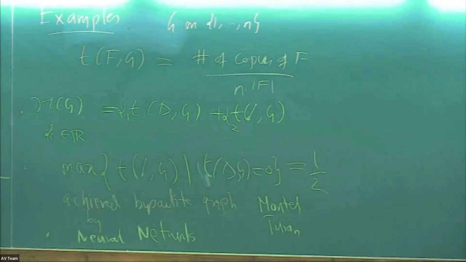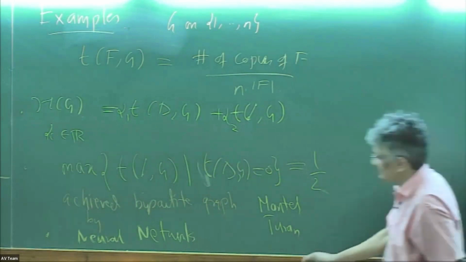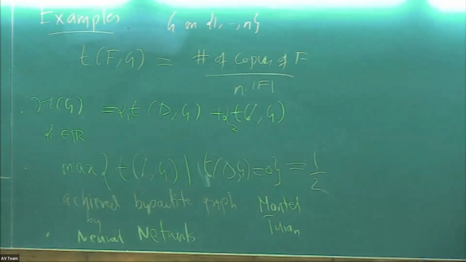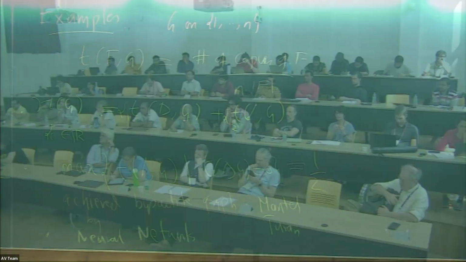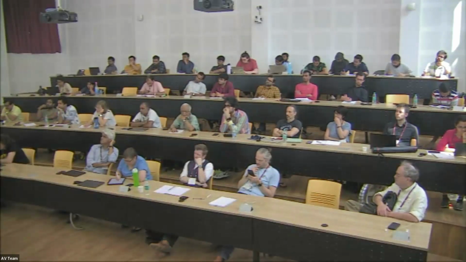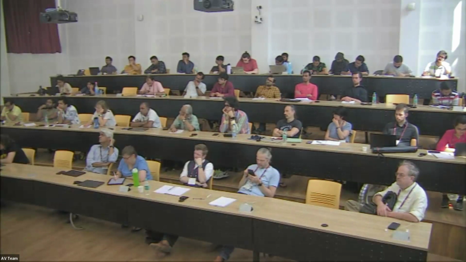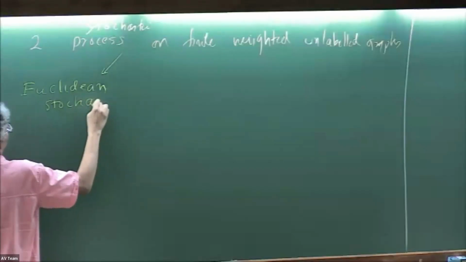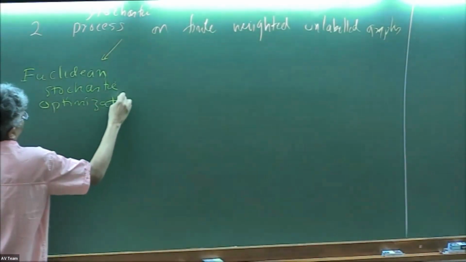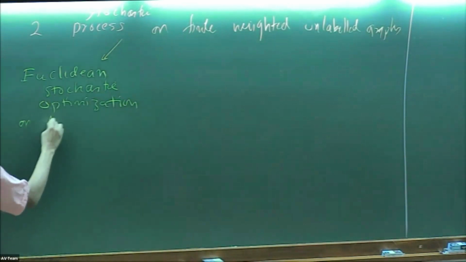So now, let me tell you what all has been written up properly, and then I'll explain each of them as I go along. So what we do is we consider two processes. One of them is a Euclidean stochastic optimization algorithm. This lives on the adjacency matrix of the graph.